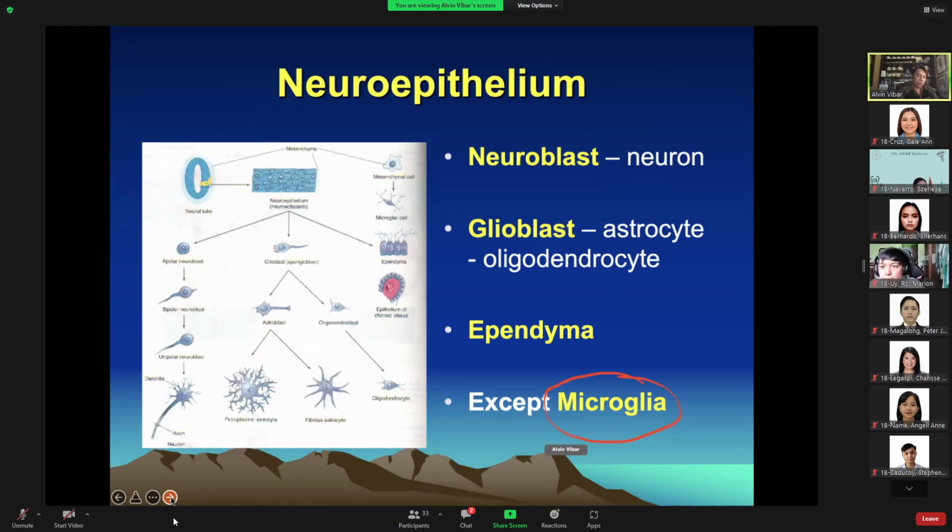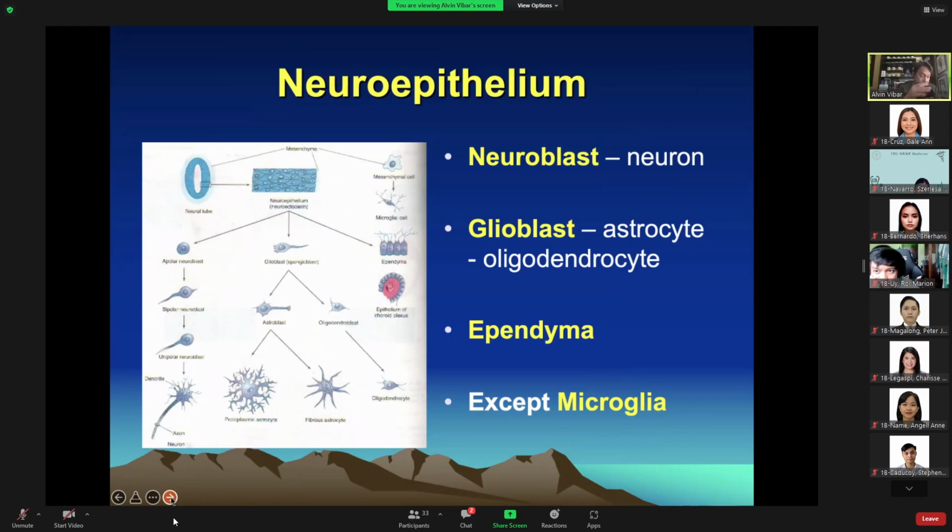Take note, the cells of nervous system come from ectoderm, with the exception of microglia. Phagocytic cells are derivatives coming from mesoderm. The phagocytic cells in the nervous system are referred to as microglia. Remember that, the phagocytic cells in the nervous system are known as microglia, derived from mesoderm. Okay? The phagocytic cells are actually derivatives coming from monocytes inside circulation.